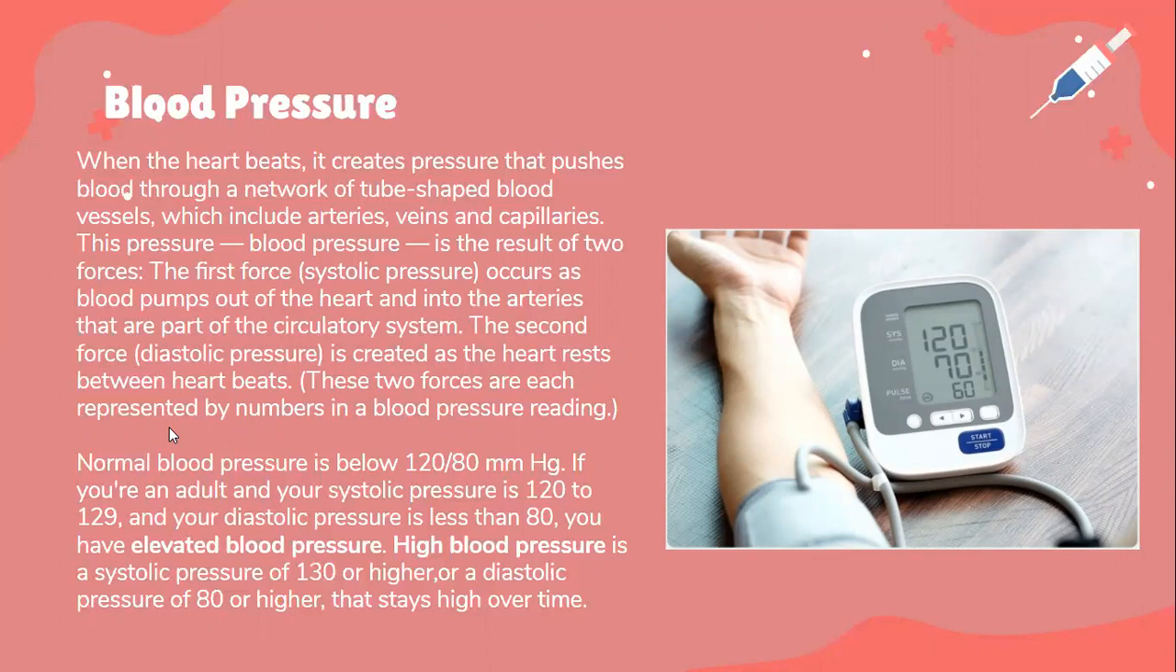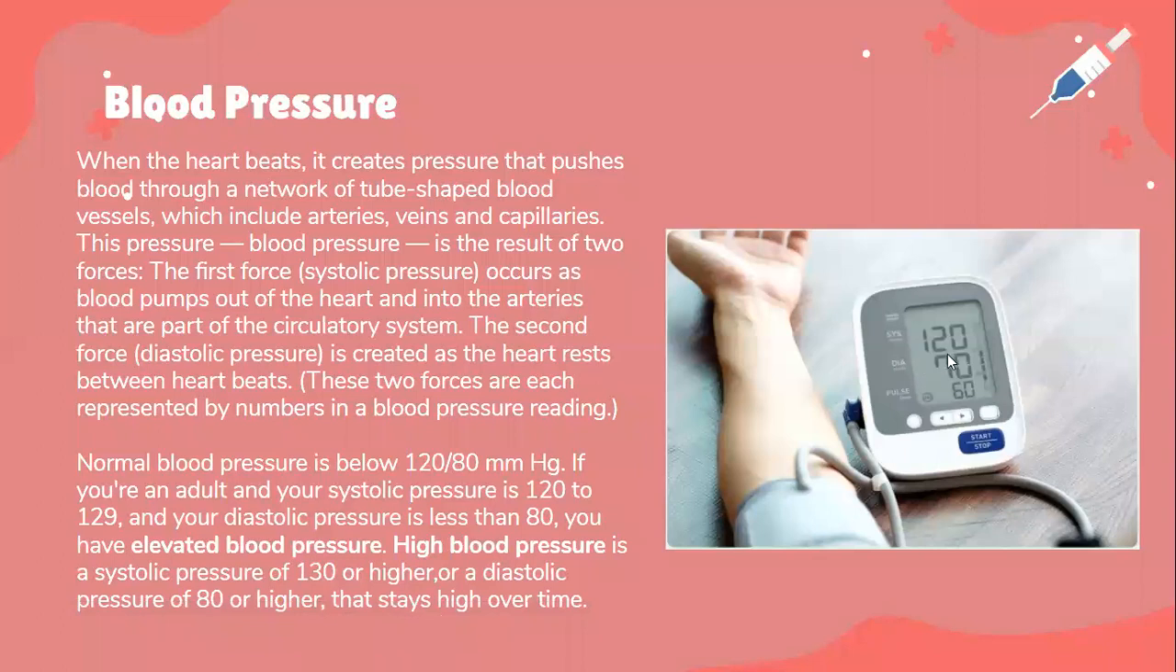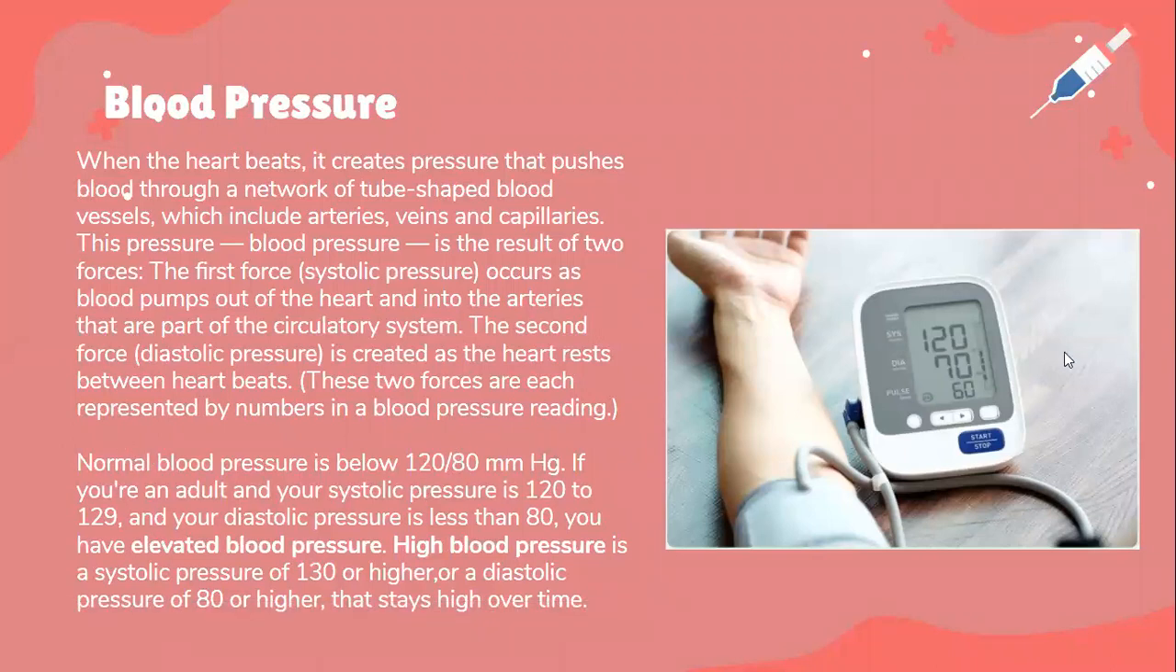These two forces are each represented by numbers in a blood pressure reading. As you can see, blood pressure machines look like this. You can see the systolic, which is SYS, and the diastolic, which is DIA. Systolic is always going to be slightly higher than the diastolic, so the upper number is always the systolic. Normal blood pressure is below 120/80, so 120 systolic, 80 diastolic.